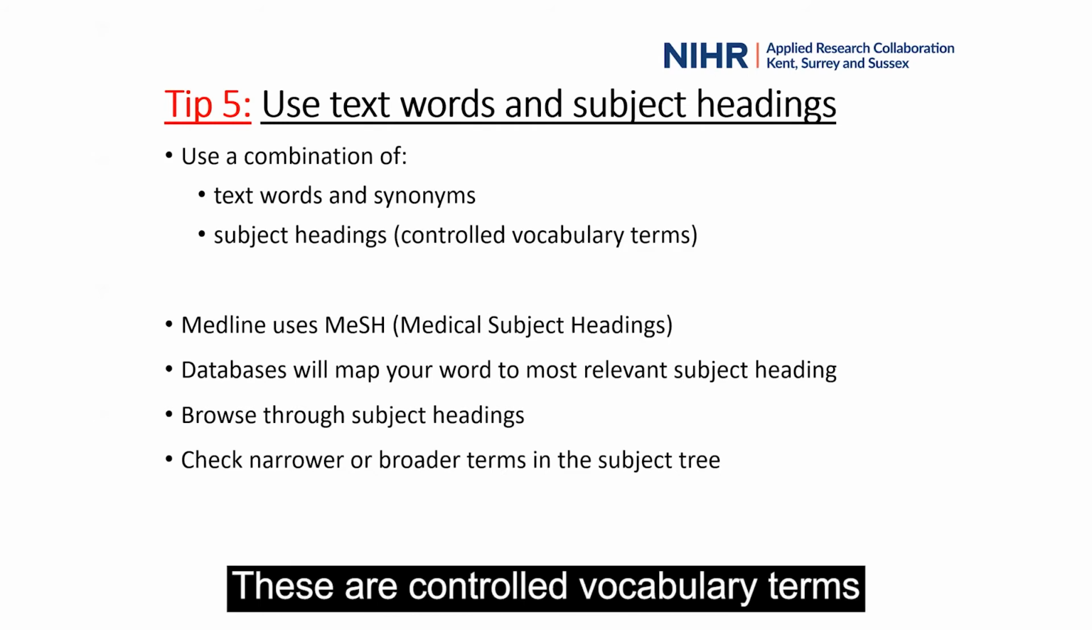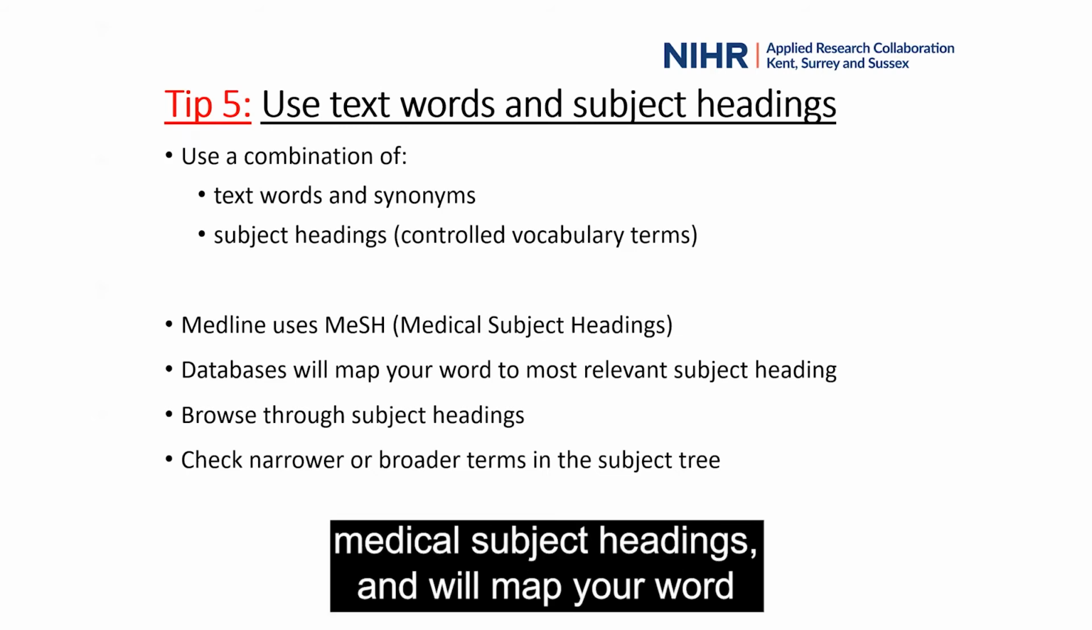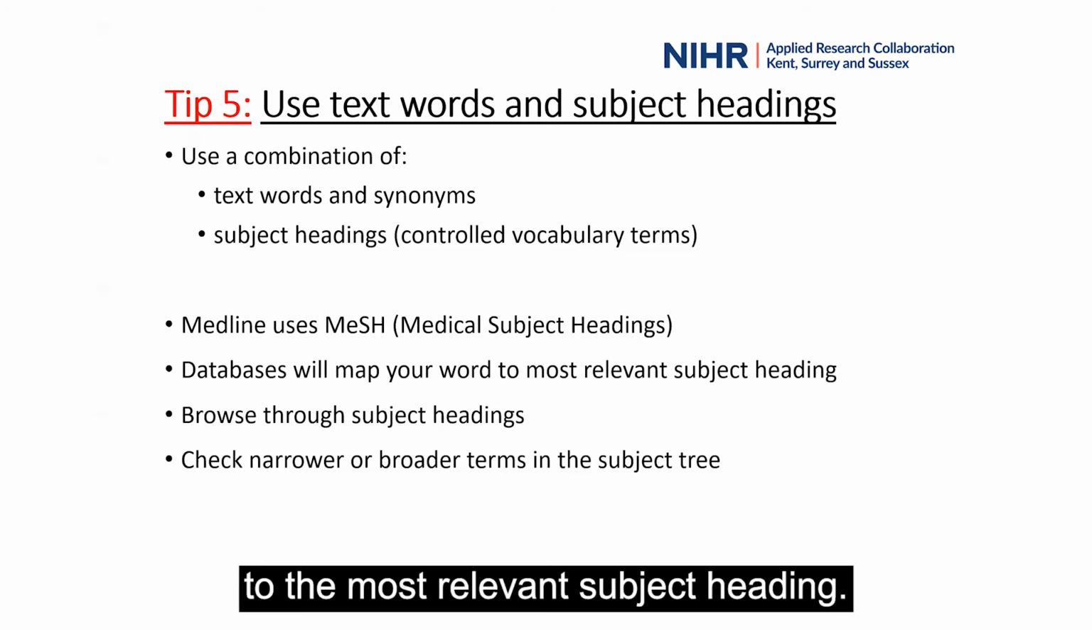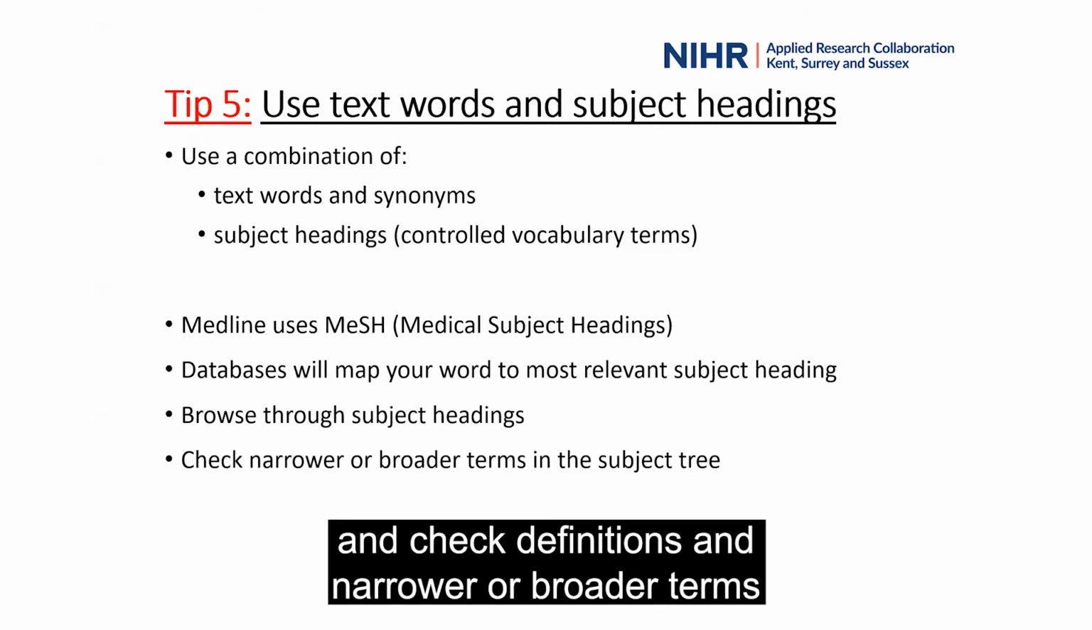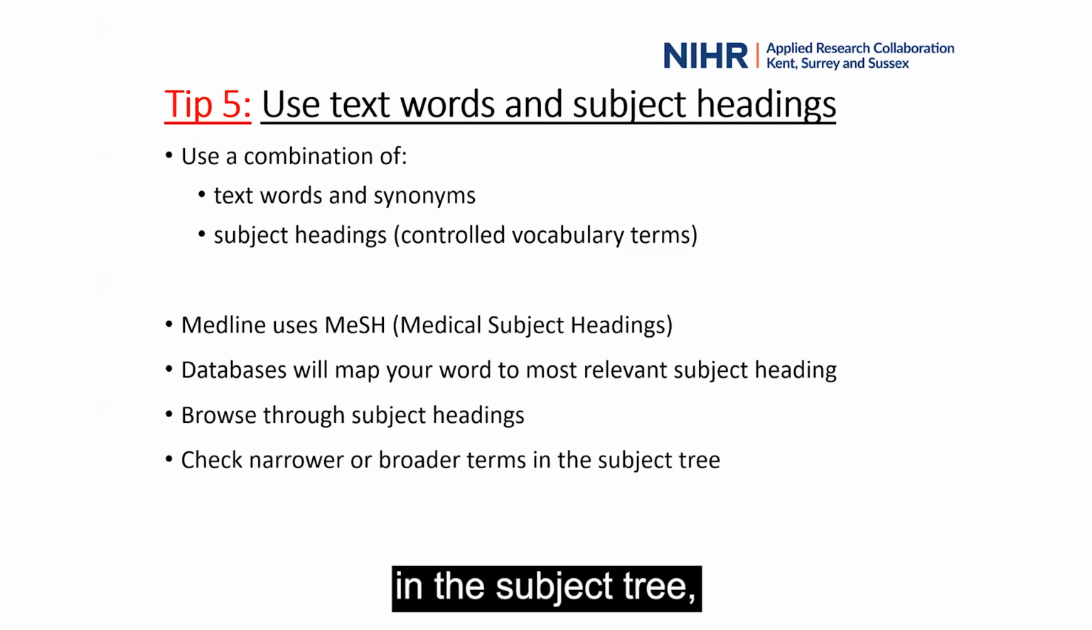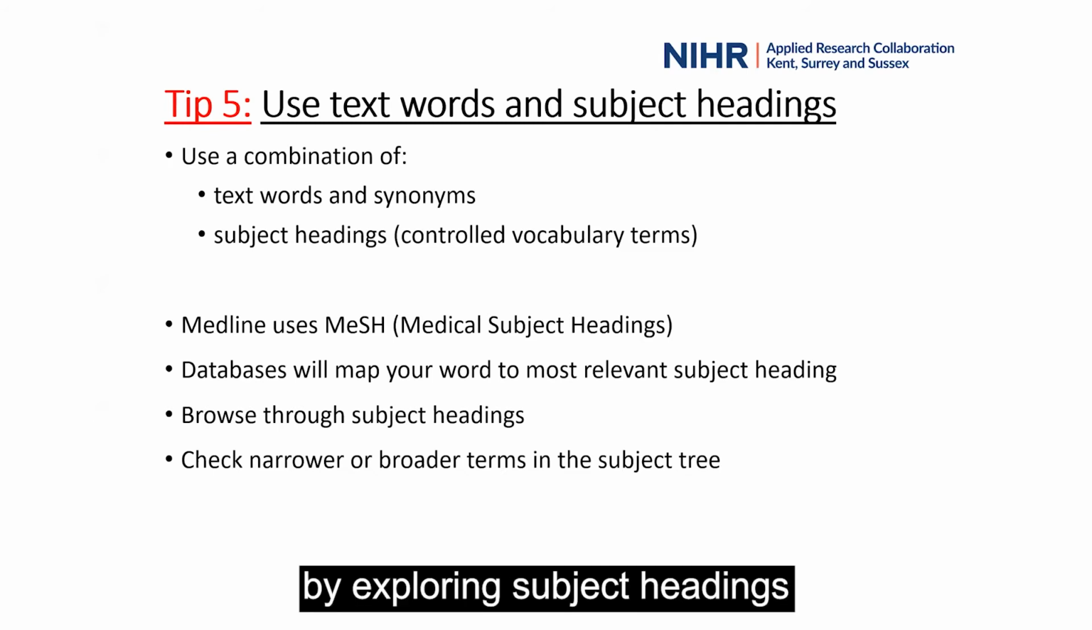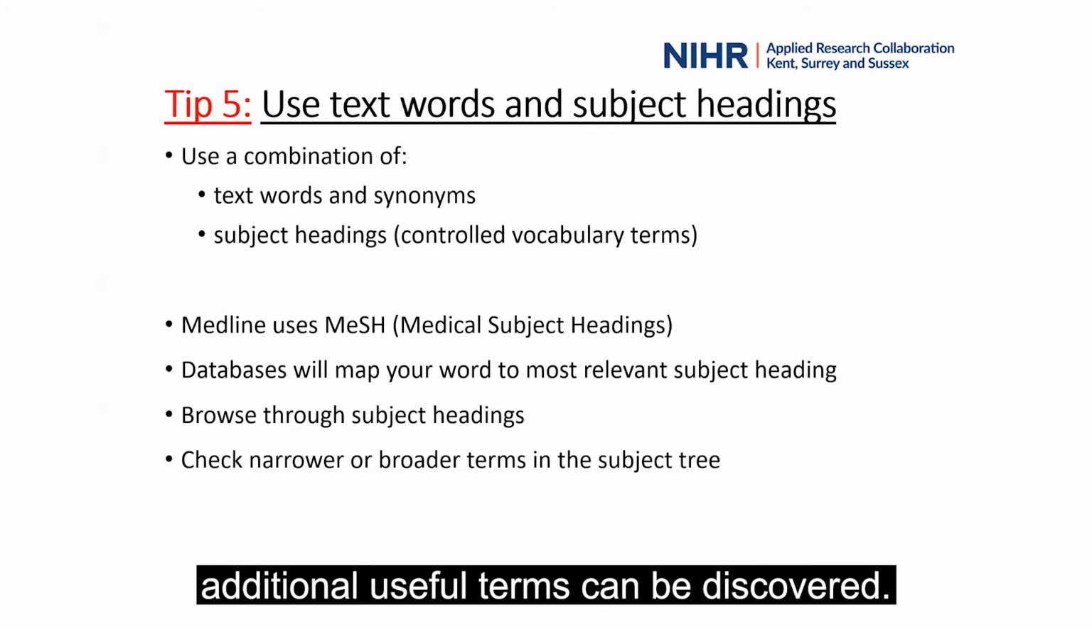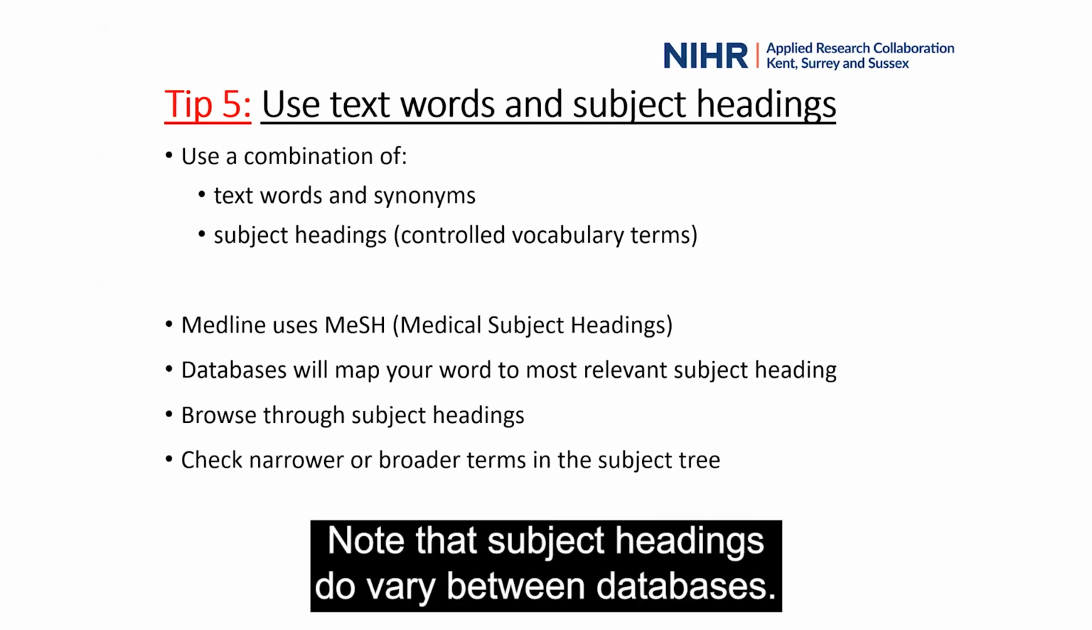In addition to your key text words, a search strategy should also include subject headings. These are controlled vocabulary terms to describe the subject of an article. Medline uses MeSH terms, for example, Medical Subject Headings, and will map your word to the most relevant subject heading. You can browse a subject headings list and check definitions and narrower or broader terms in the subject tree. By exploring subject headings, additional useful terms can be discovered. Note that subject headings do vary between databases.